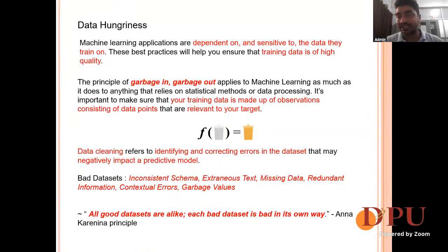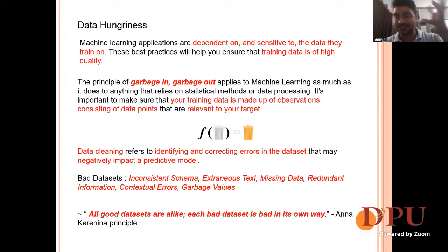Now, what is bad data? Bad data can be of different types. It can be inconsistent schema. It can be extraneous text. It can be redundant data, missing values, contextual errors, garbage values, null values. All these are so-called bad data. Now, till now, there is no algorithm such that if you pass all the data through that algorithm and feed it into a machine learning model, it will clean the data. No. For different badness, there are different algorithms.